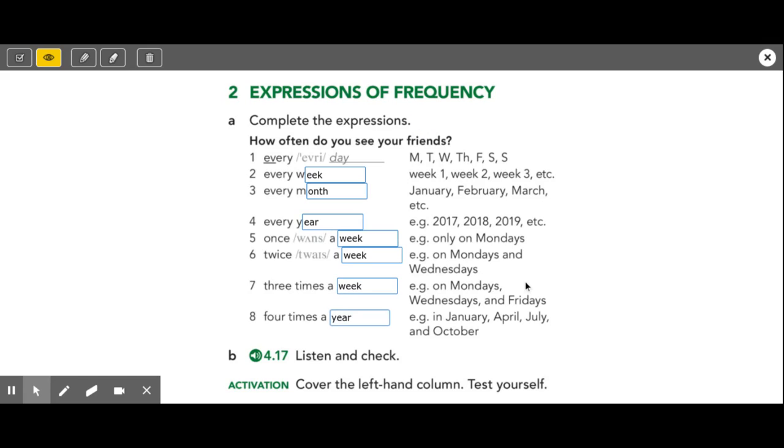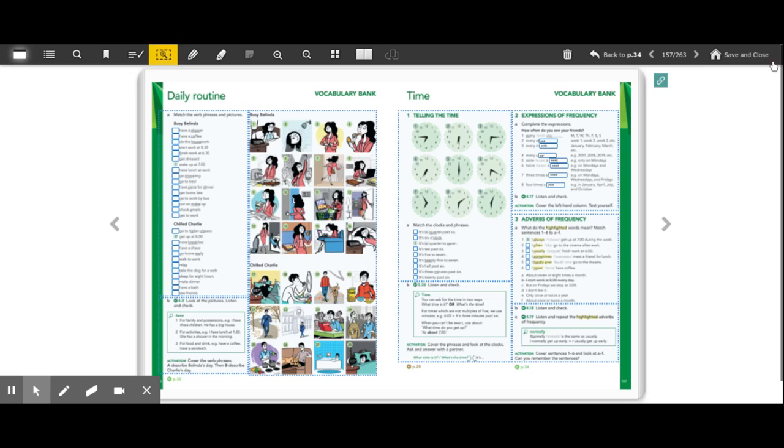Okay, and this is only January, April, July, and October, so that's 4 times a year. We can also say how many times a day, how many times a week, how many times a month, or how many times a year. And again, the recording is there on the website for you. Let's move on to the next part.